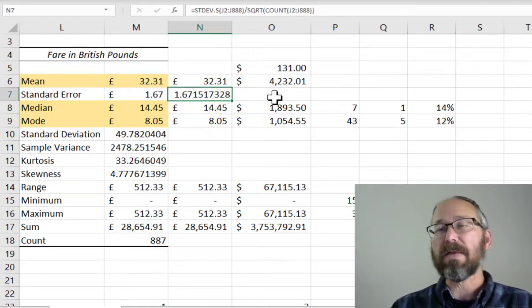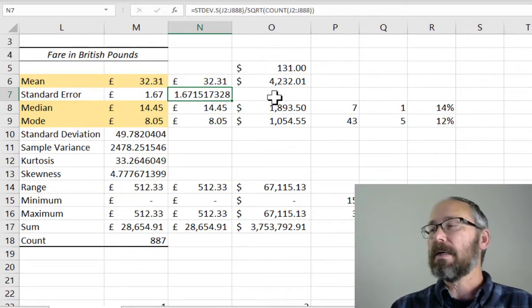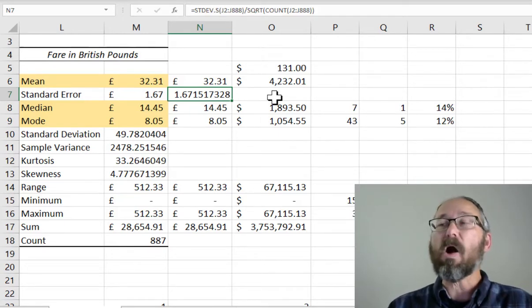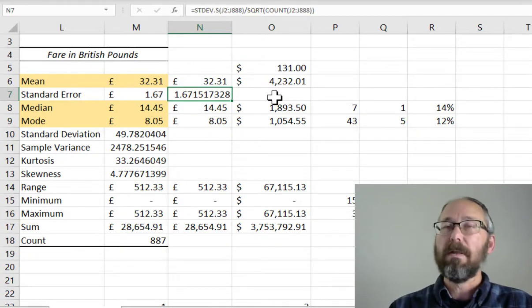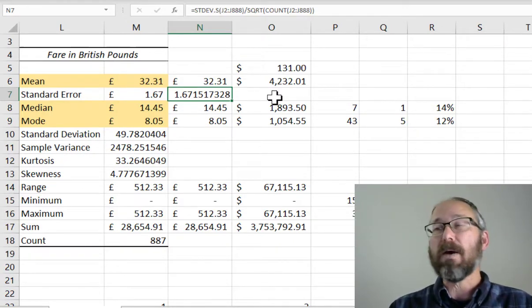So we're starting with the standard deviation, which we'll talk about later, and we're coming up with an error. So we think our mean is within 1.67 British pounds of any sample mean that you would pull from this population. Okay.